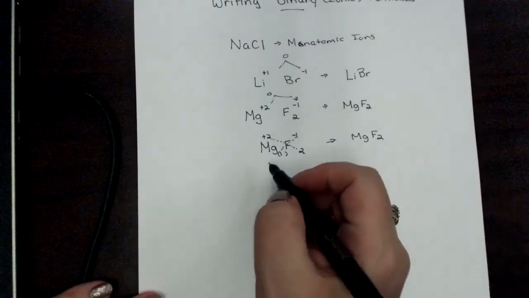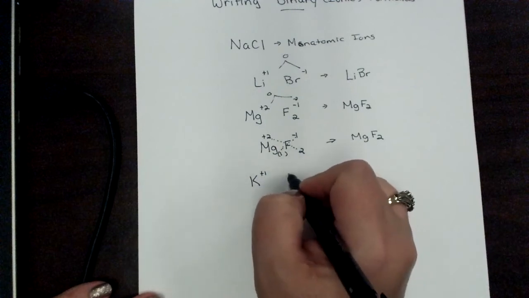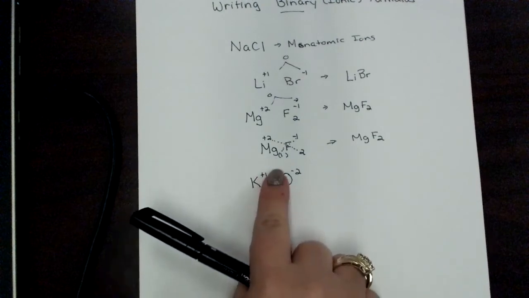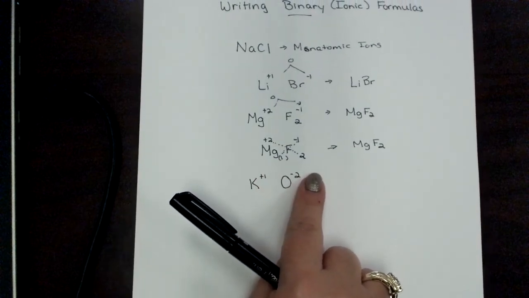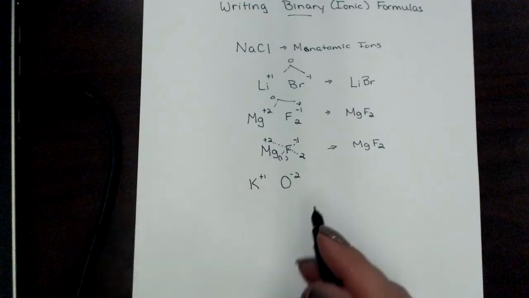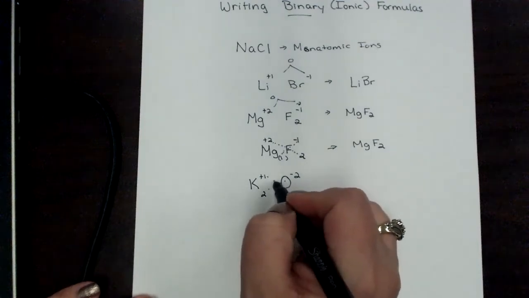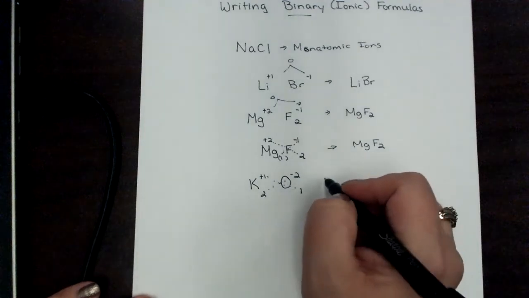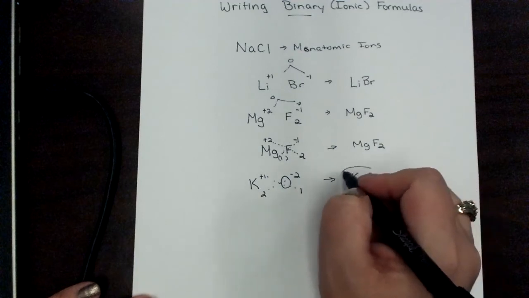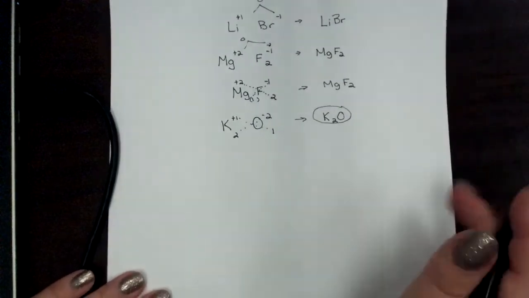Let's try another one like that. Potassium has a +1, oxide has a -2. Well, obviously the +1 and the -2 do not cancel each other out, so I would need to balance this chemical formula. To do that, I'm just going to use the crisscross method. The 2 goes here, the 1 goes here. So my answer becomes K2O. And that would be the answer. That's potassium oxide.